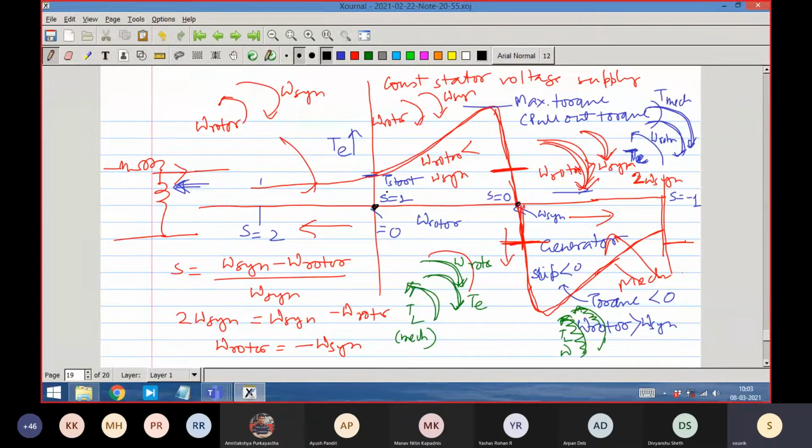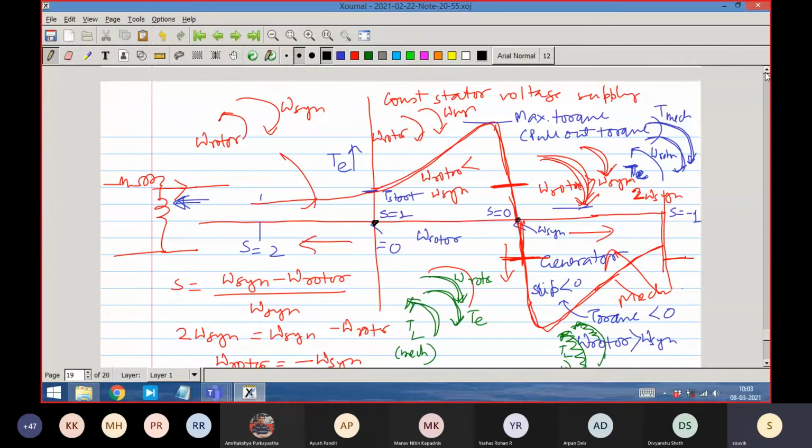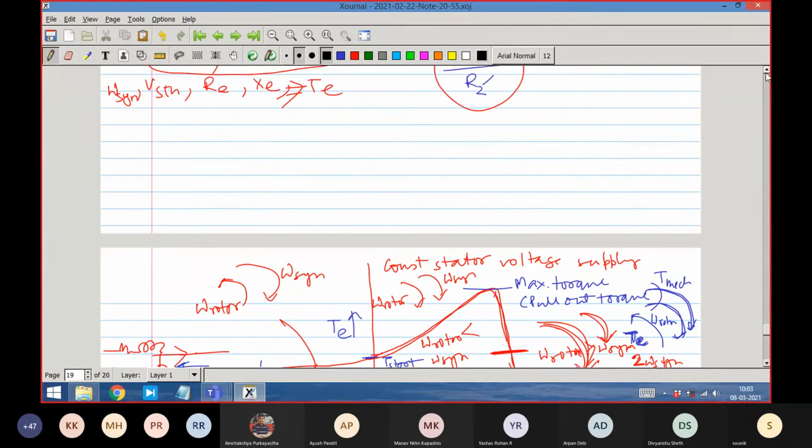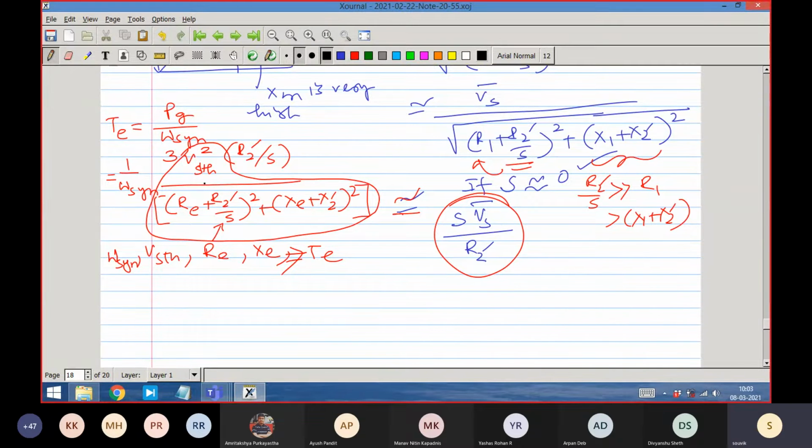Then, as a function of speed, from our equivalent circuit we can calculate the expression of torque, as we have seen. This is the expression of the electromagnetic torque. Common sense is also important in looking at it. It is 3 times I2 dash square into R2 dash by S. This is nothing but I2 dash square, from the equivalent circuit.